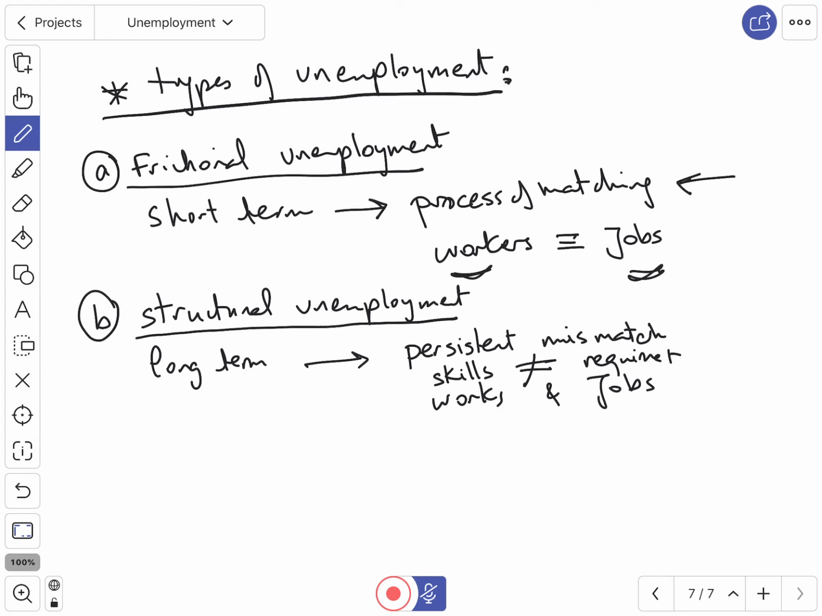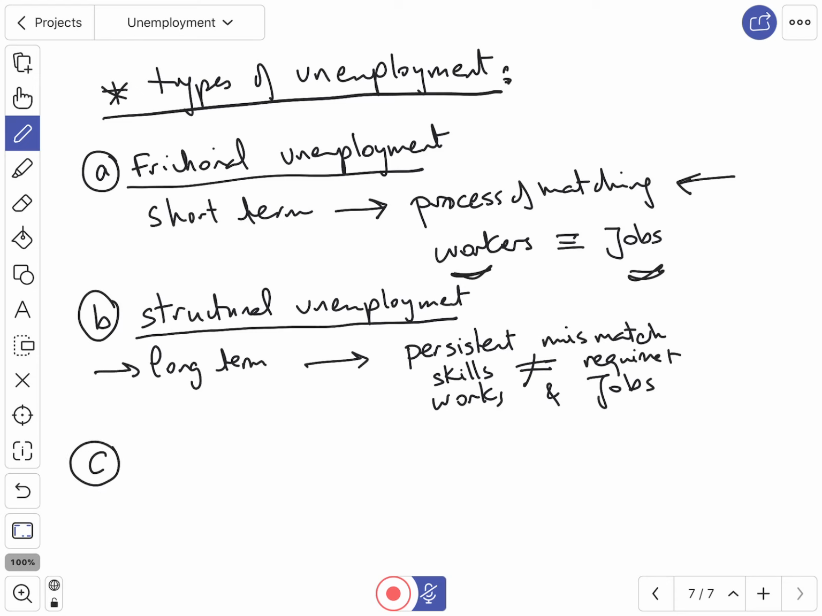So for example, people who used to type on the typewriter, and then with the introduction of computers, they cannot move from typewriters to computers. So they have lost certain skills, and these skills are not anymore needed in the economy. So if they do not update their skills, they would be unemployed forever. Okay, so this is a more serious problem.